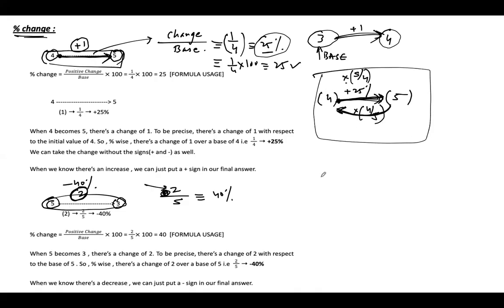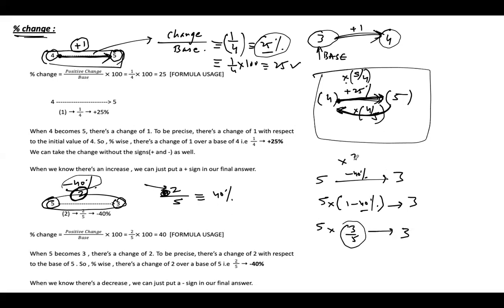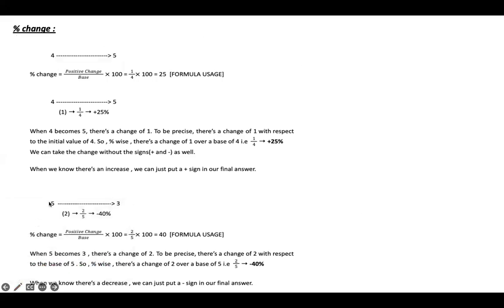Similarly, let's say 5 to 3. There's a decrease of 40%. 40% is 2 by 5, right? So 1 minus 2 by 5 would be 3 by 5. That means you are multiplying by 3 by 5. In order to go from right to left, what will you be multiplying? 5 by 3. Very important answer. Okay, I'll ask something.